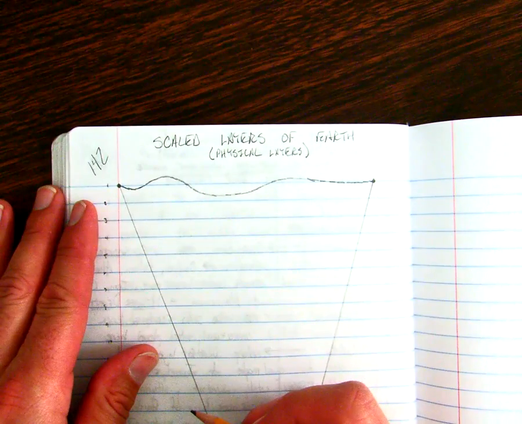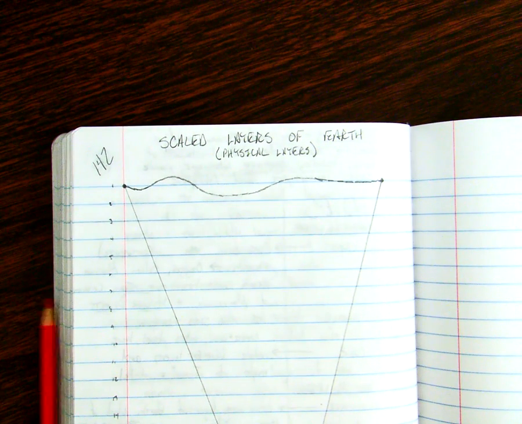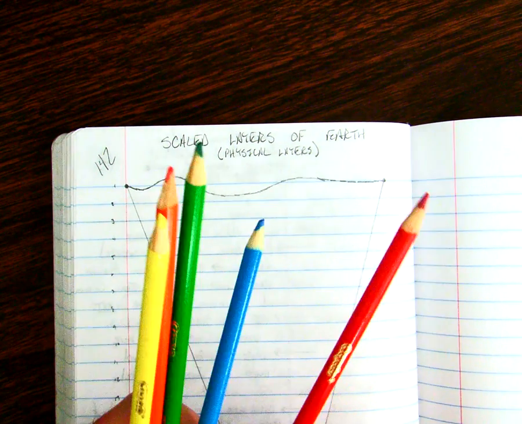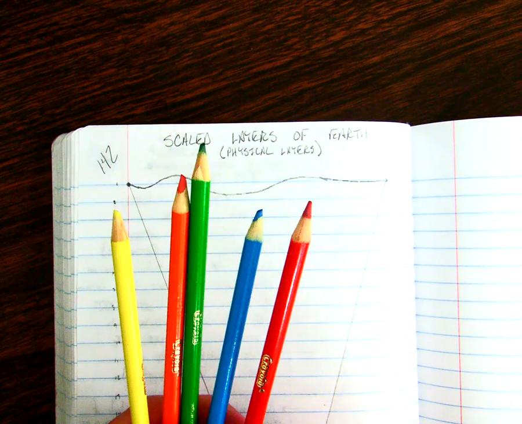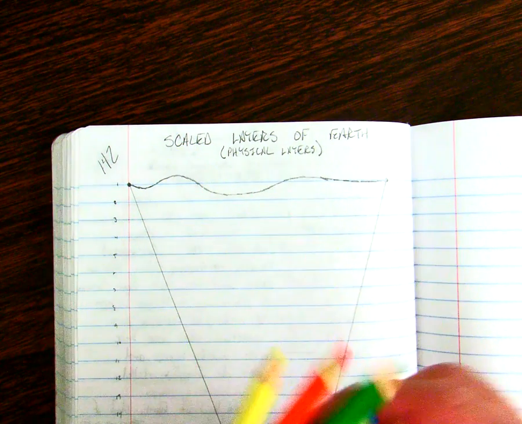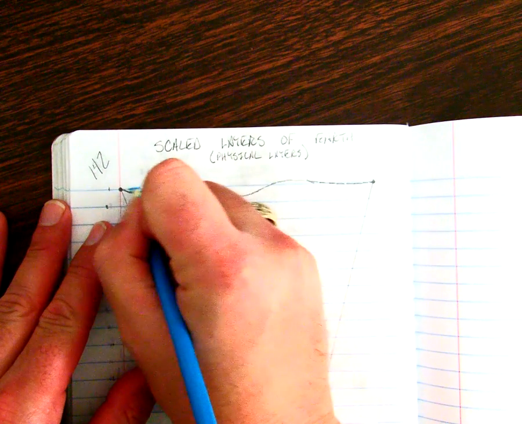oceanic crust or really thick continental crust. So how we're going to do that is you're going to need some matte pencils. You're going to need these colors today. I've provided some up front. You're going to need orange, yellow, green, blue, red. All right, so what we're going to do first is we're just going to color in our oceans.